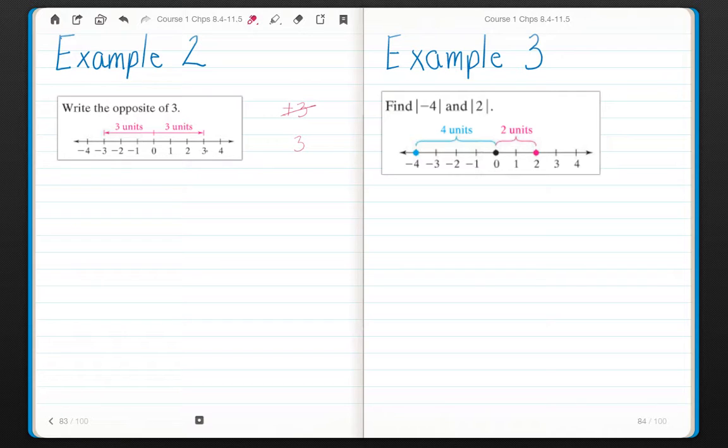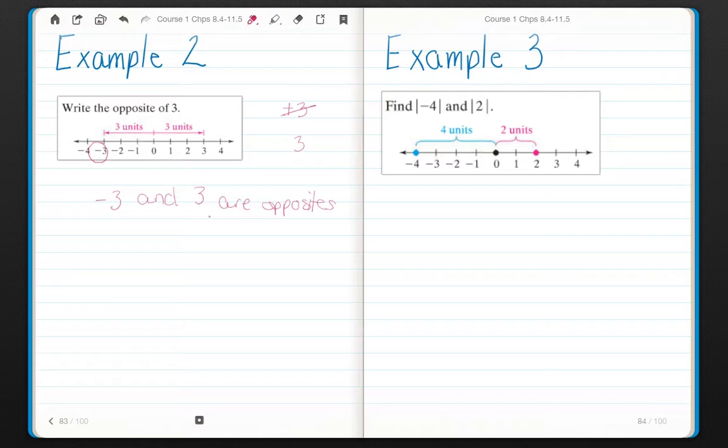So 3 is 3 units away from 0. I want the number that is also 3 units away from 0, just in the other direction. So -3 and 3 are opposites. Opposites. There you go. So the two numbers that are the same distance away from 0, just on opposite sides.